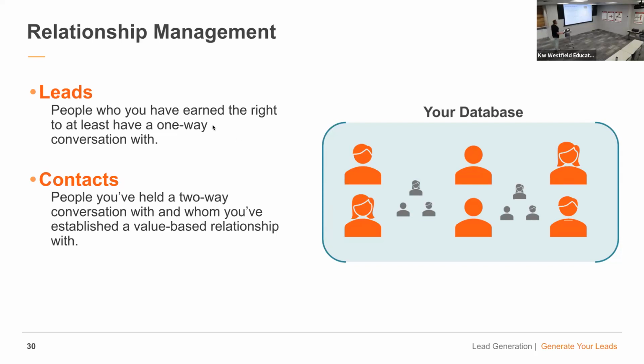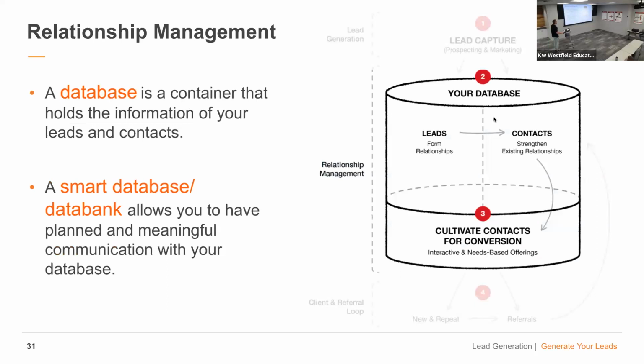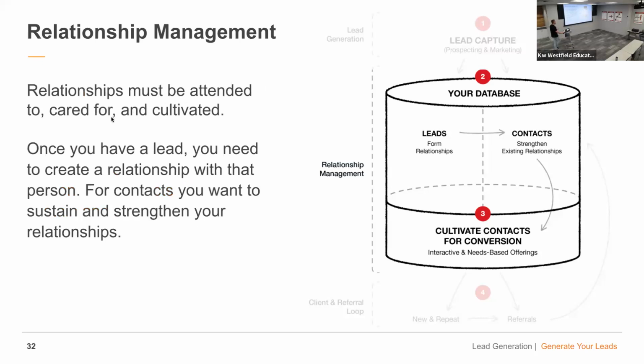Okay. Your database, again, is your container that holds information for your leads and contacts. A smart database, or I like to call it data bank, allows you to have planned and meaningful communication with your database. Again, that's the whole thing. That's why we say systematically communicate. That's your plan. A planned, meaningful approach to that is systematic, okay? Relationships must be attended to, cared for, and cultivated. Once you have a lead, you want to create a relationship with that person. In other words, make them a contact. Once they're a contact, you want to sustain and strengthen that relationship over time.